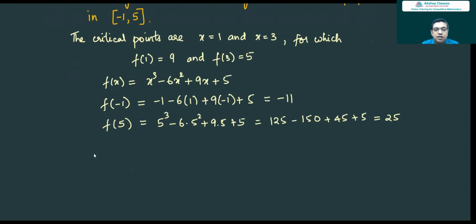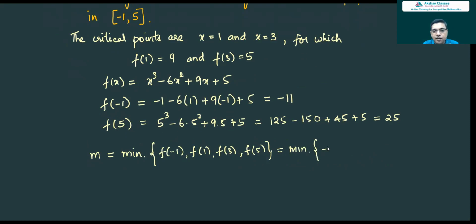Now we have to choose the minimum of the function values at the boundaries and the function values at the critical points. So which is the minimum? The minimum of minus 11, 9, 5, and 25. Which is the least? Minus 11 is the global minimum.